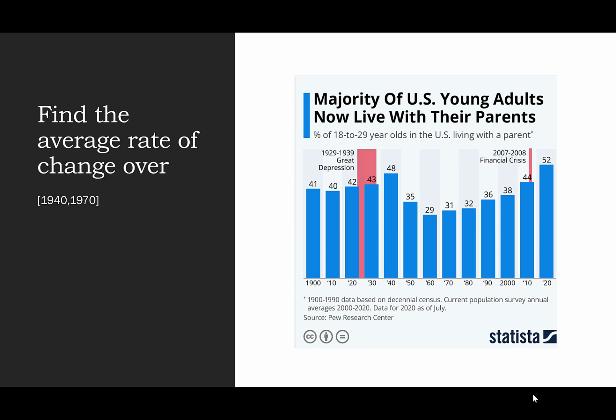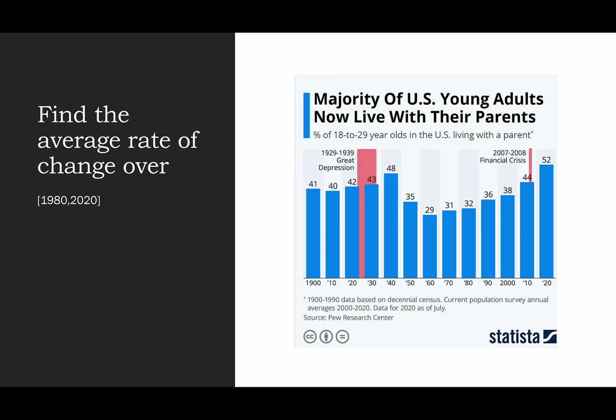To start us off, we are going to look at this graph where it gives the percent of young adults, which are 18 to 29, that live with one of their parents. So we are going to find the average rate of change from 1940 to 1970. I'm going to look at 1970 where it says 31% of 18 to 29-year-olds live with a parent. And then I'm going to go back to 1940 where it says 48%. And then I'm going to divide by 1970 minus 1940. 31 minus 48 gives me negative 17. Then 1970 minus 1940 gives me 30.